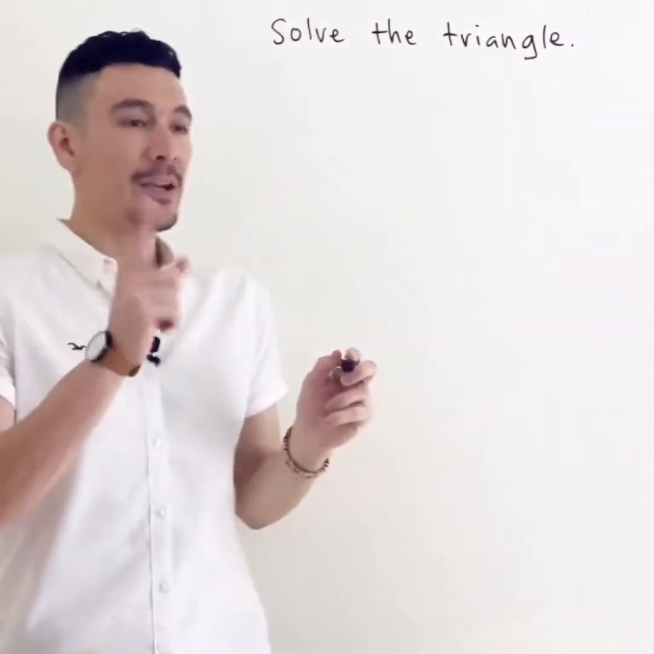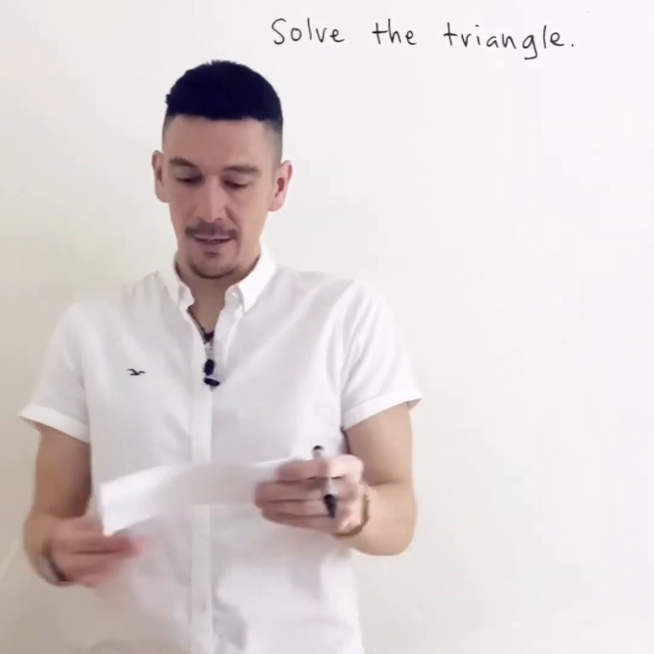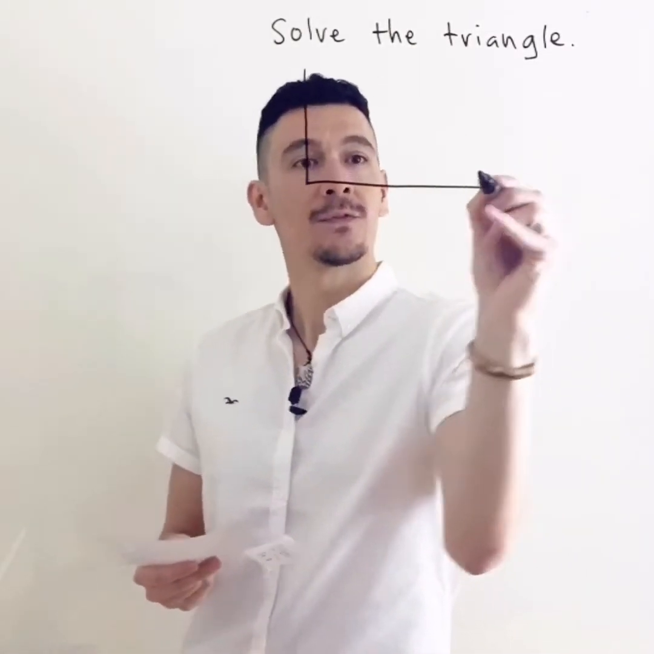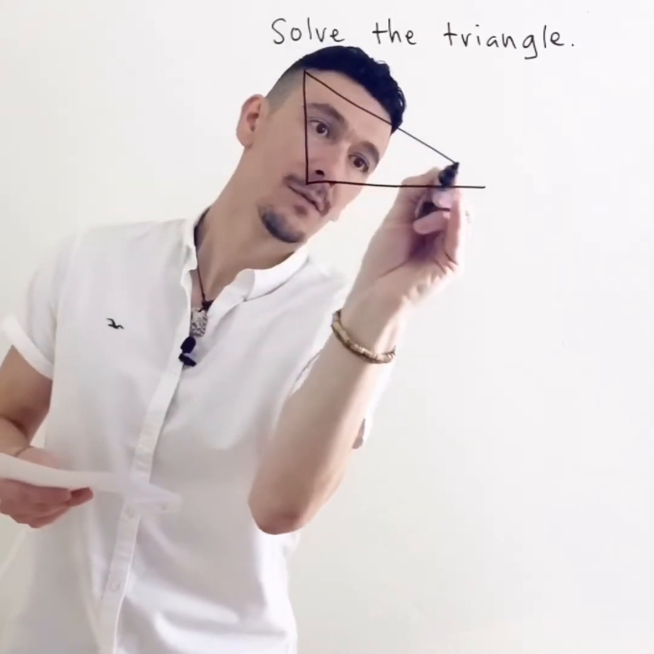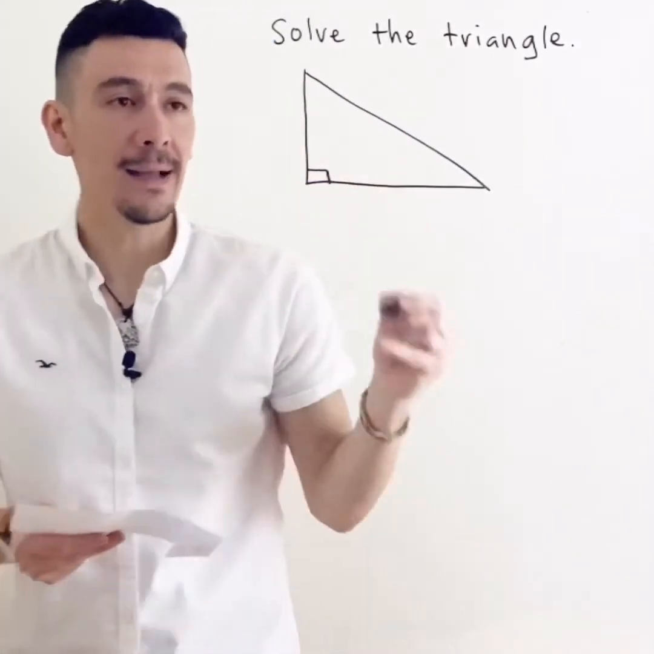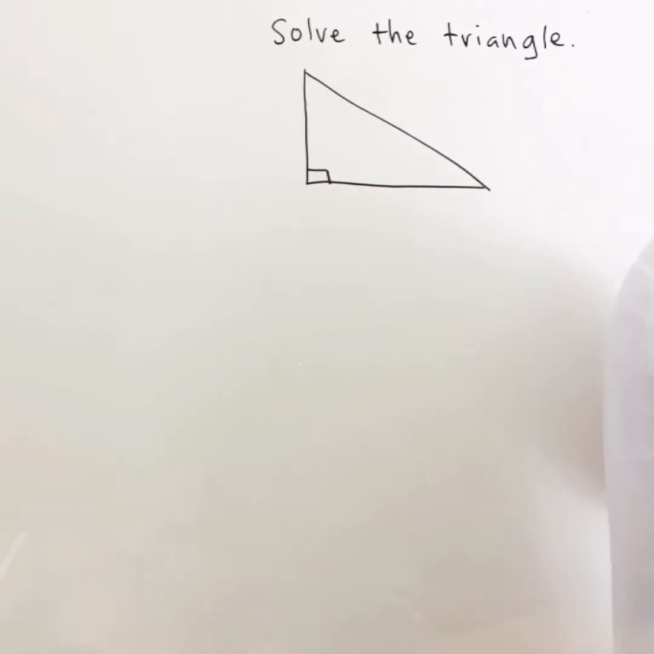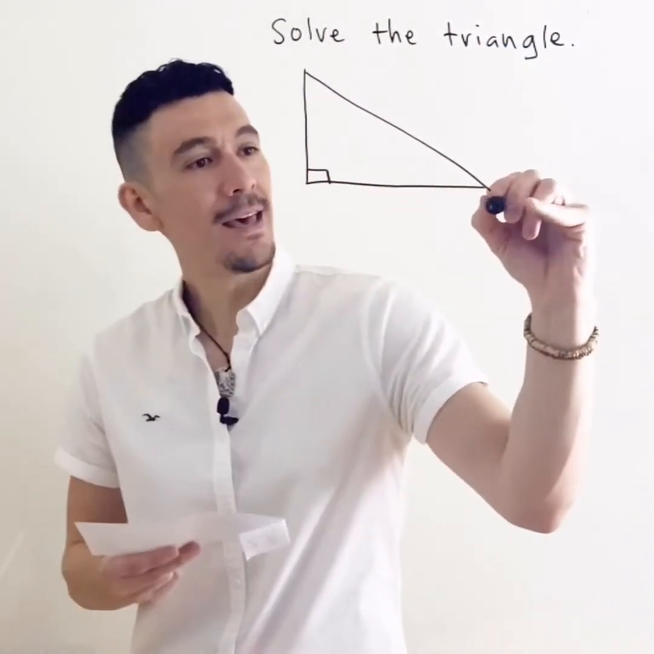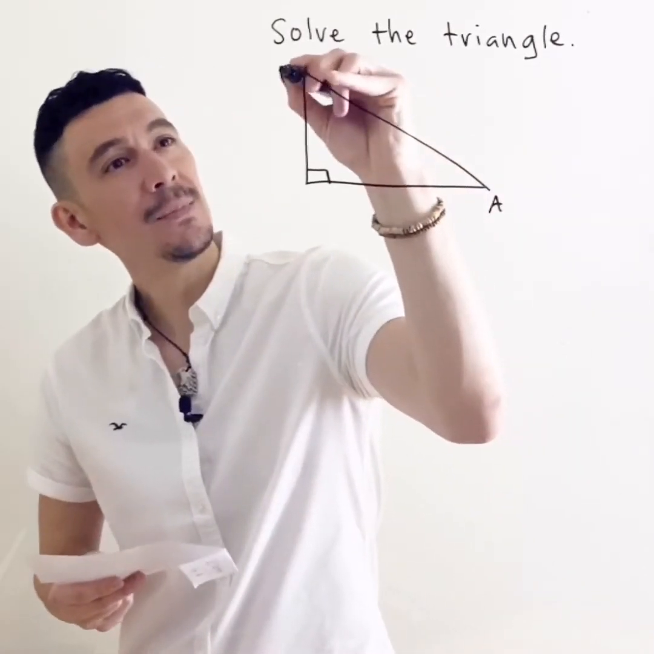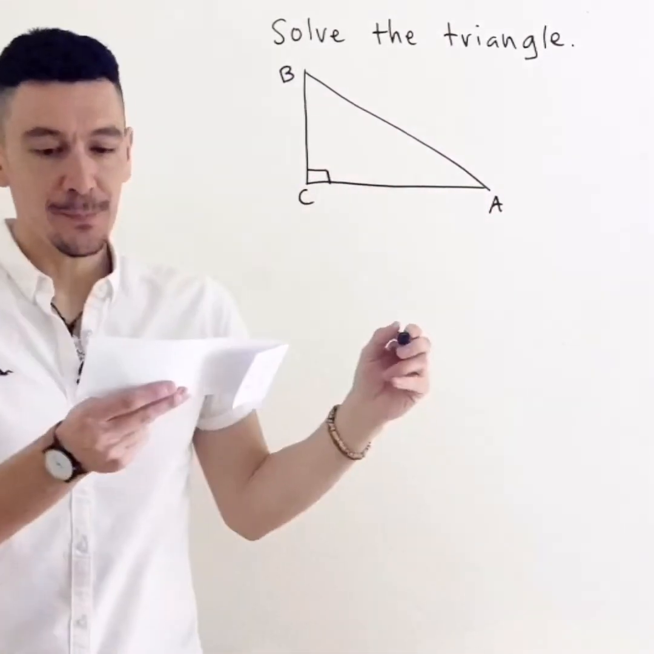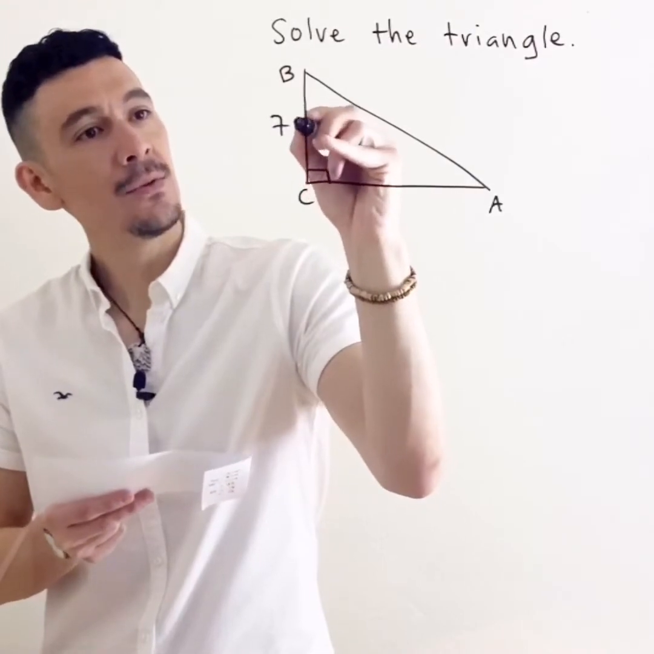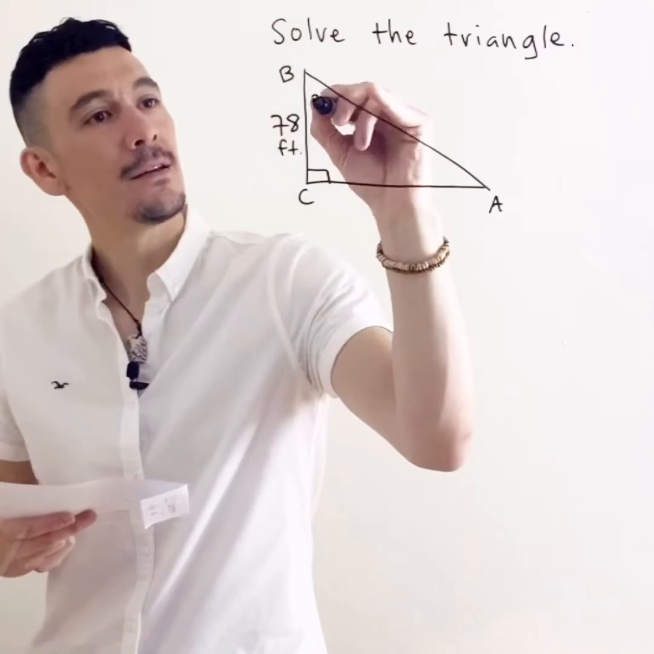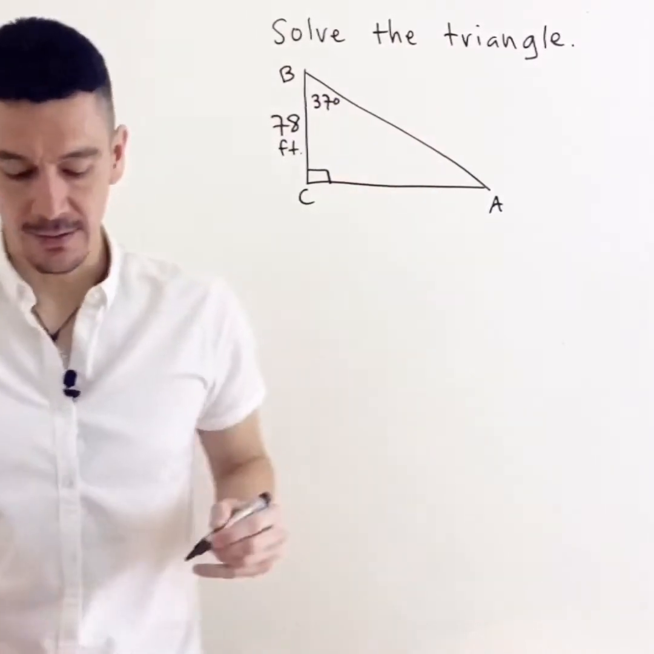Now let me give you a picture to play with. I have it drawn here. So draw something like this, watch. Go something like that. And let's call this triangle ABC, where this is A, and this is B, and this is C. And this is given to you as 78 feet and 37 degrees.